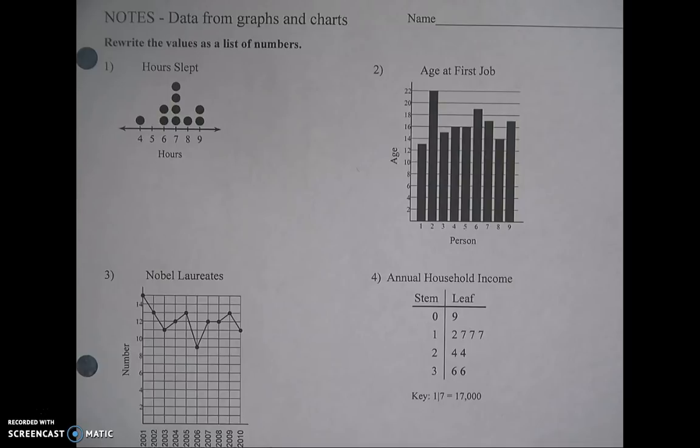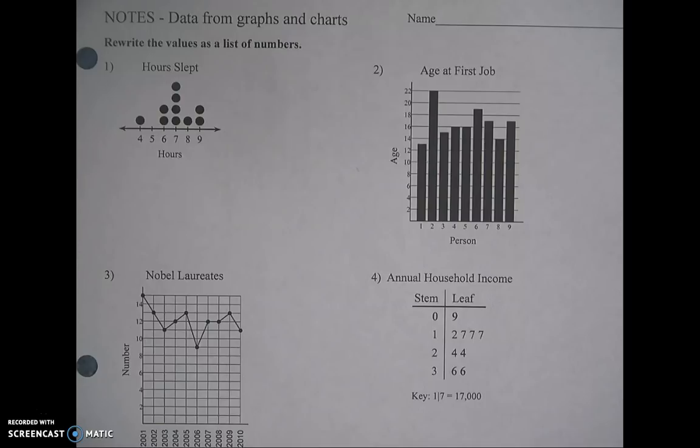So if you look at what we're looking at here, 1, 2, 3, 4, and 5, you have 5 totally different representations of data. They're all telling you something, but we need to understand what it's actually telling us before we can do something with it. So on the front of this, we're just going to rewrite the values as a list of numbers. We're just going to interpret the data. We're not going to do anything with it. We're just going to say, what is this telling me?